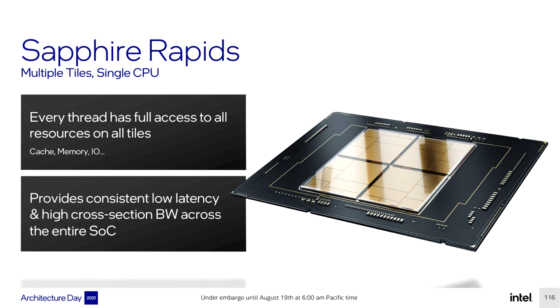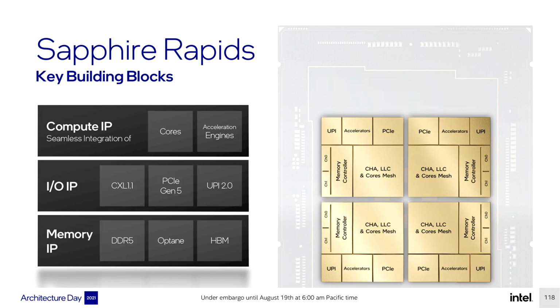Intel didn't detail how memory is presented to the operating system, or the NUMA hierarchy. However, much of Intel's engineering effort appears to be focused on making this disjointed memory I/O work as if Sapphire Rapids were a monolithic die. The company claims consistent low latency, high cross-sectional bandwidth across the SoC.